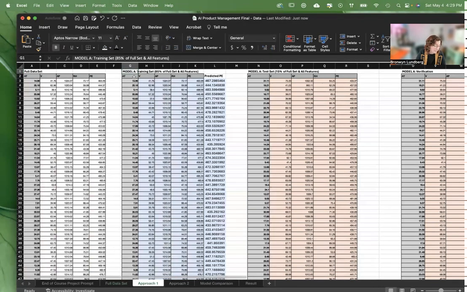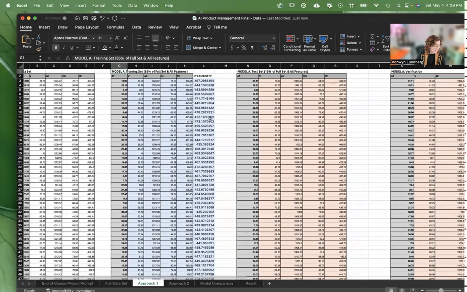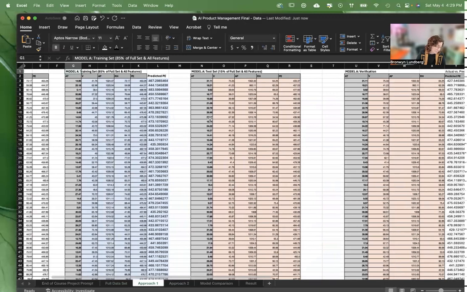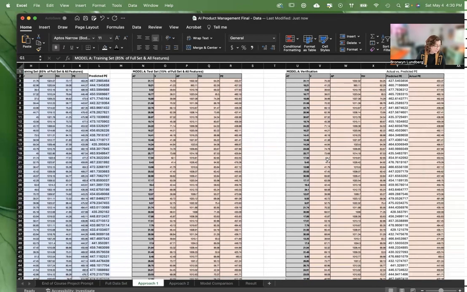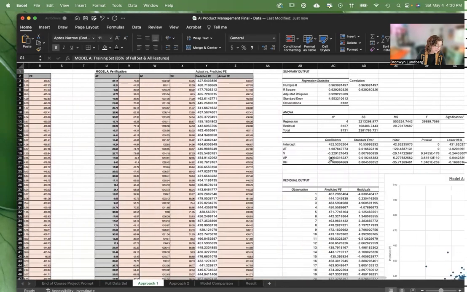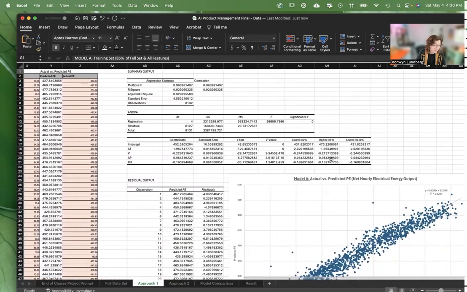So when copying and pasting that first 85%, which is about 8,131 rows of data, I color coded it in blue so I could make sure that I separated it out from the test set, which is the remaining 15%, so that there wasn't any overlap and thus ruining the model basically. So we kept these separate. And over here, I'll keep going in my model. You'll see the summary output.